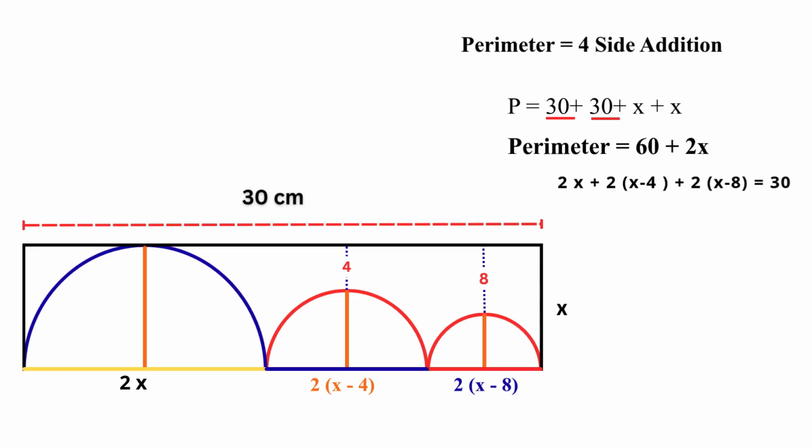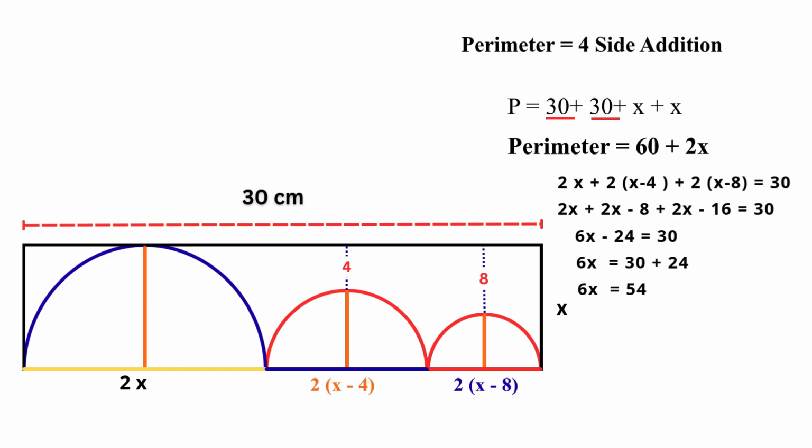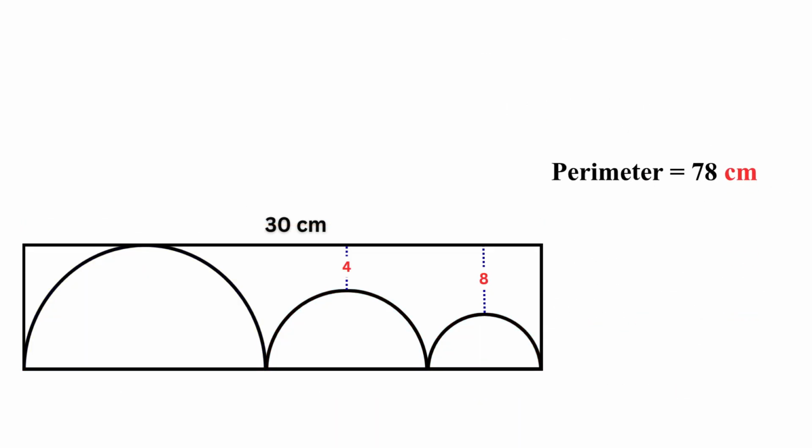Now, let's solve for x. By expanding the brackets, it becomes 2x plus 2x minus 8 plus 2x minus 16 equals 30. By adding, this becomes 6x minus 24 equals 30. After simplification, we get x equals 9. Now, we are going to substitute the value of x back into our perimeter formula, and it gives us 78 centimeters. So, the perimeter of this rectangle is 78 centimeters.